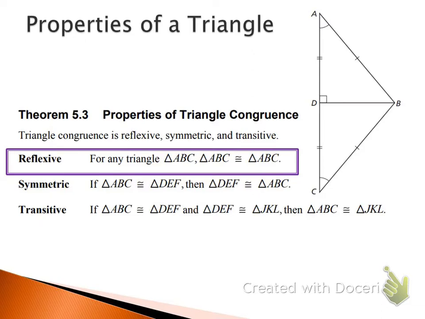The reflexive property says that something is congruent to itself. Look at these two triangles. We've got things marked congruent: a side congruent to a side, another side congruent to another side, and an angle marked congruent to an angle. But does everyone see this side in the middle? They share this side, correct?